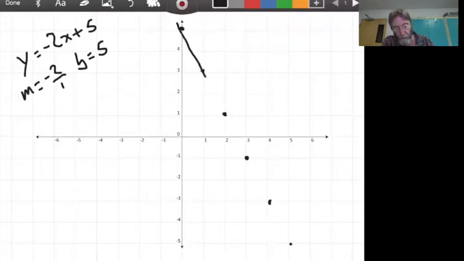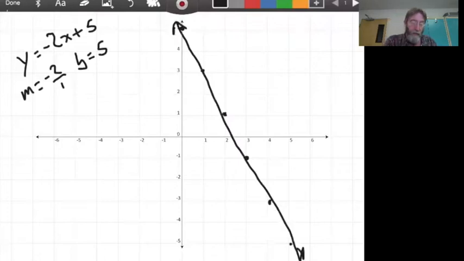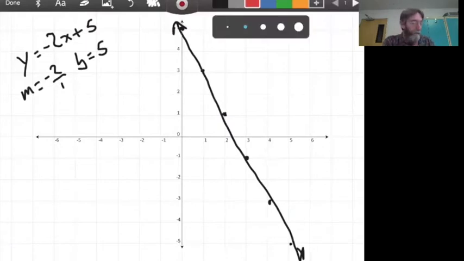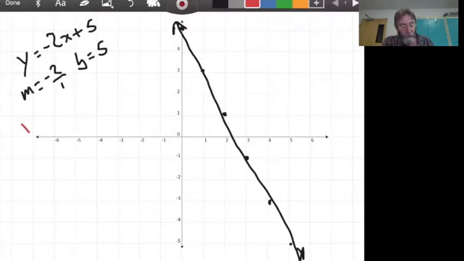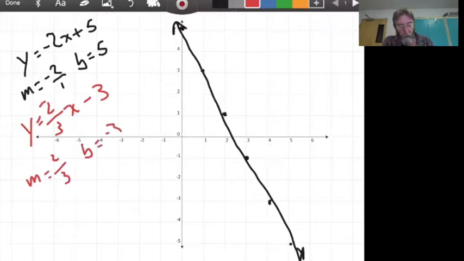This is our line for y equals negative 2x plus 5. And remember, every point on that line solves that equation. The second line in our system is going to be y equals 2/3 x minus 3. Our slope is 2/3. Our y-intercept is negative 3. So we go to negative 3. Our slope is 2 over 3. So that means go up 2, change in y, and then right 3, change in x.